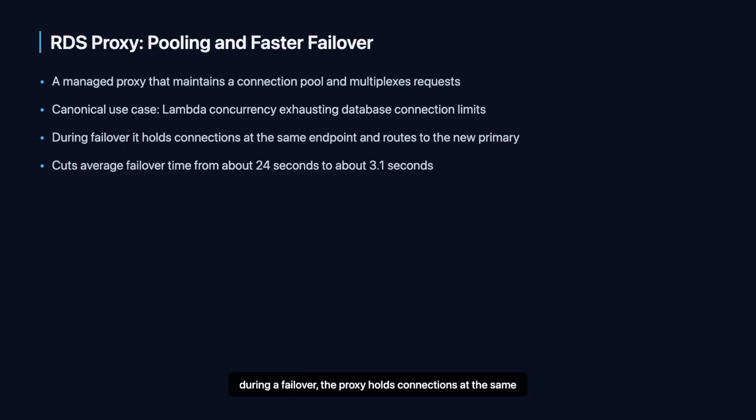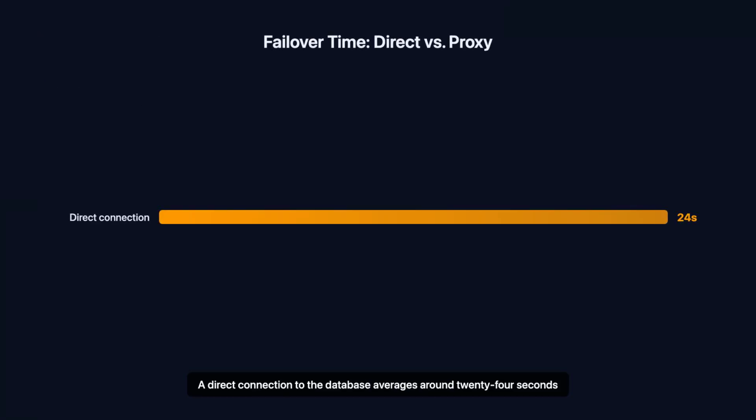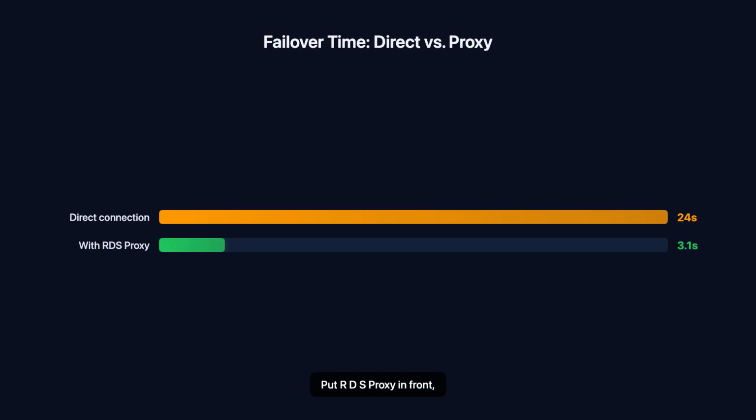During a failover, the proxy holds connections at the same endpoint and quietly routes them to the new primary, cutting average failover time from about 24 seconds down to about 3.1. Look at the difference. A direct connection to the database averages around 24 seconds to recover during a failover. Put RDS Proxy in front, and that drops to about 3.1 seconds, roughly an 87% reduction. The proxy queues in-flight requests and reconnects to the new primary before your clients even need to re-resolve DNS. When a scenario demands the fastest possible failover, that's your lever.